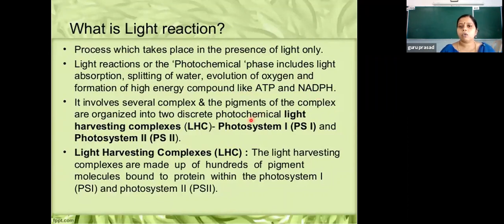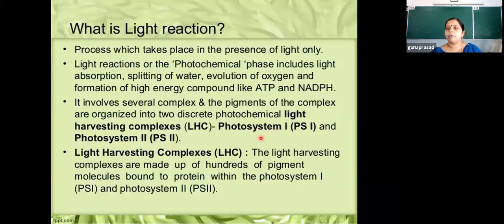Next, it involves several pigments. All the pigments we have discussed will form an association, and altogether it is called the light harvesting complex, or LHC. Where can we find this? Inside the grana, the membrane is called the thylakoid. These thylakoids have light harvesting complexes or photosystem units, which in turn have a structure called quantasomes, which traps light energy and converts it into energy-rich compounds. The light harvesting complexes are of two types, photosystem 1 and photosystem 2.